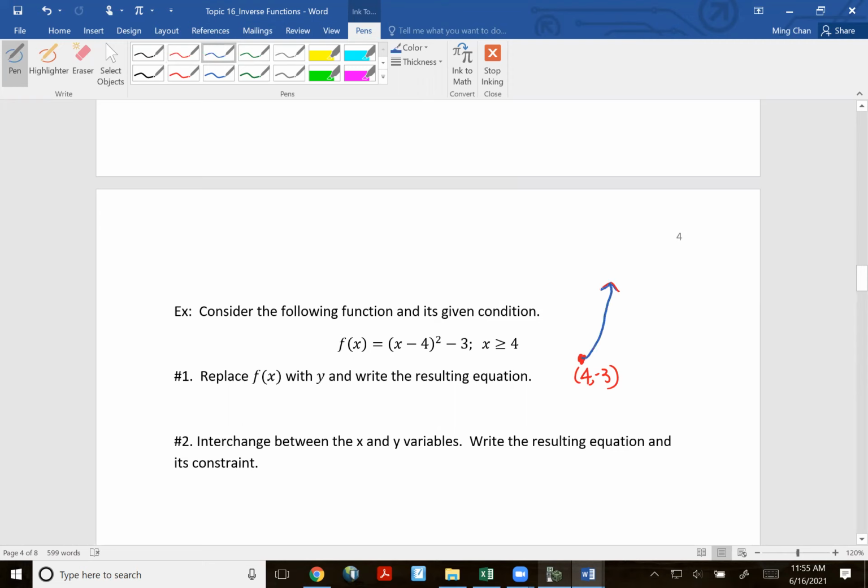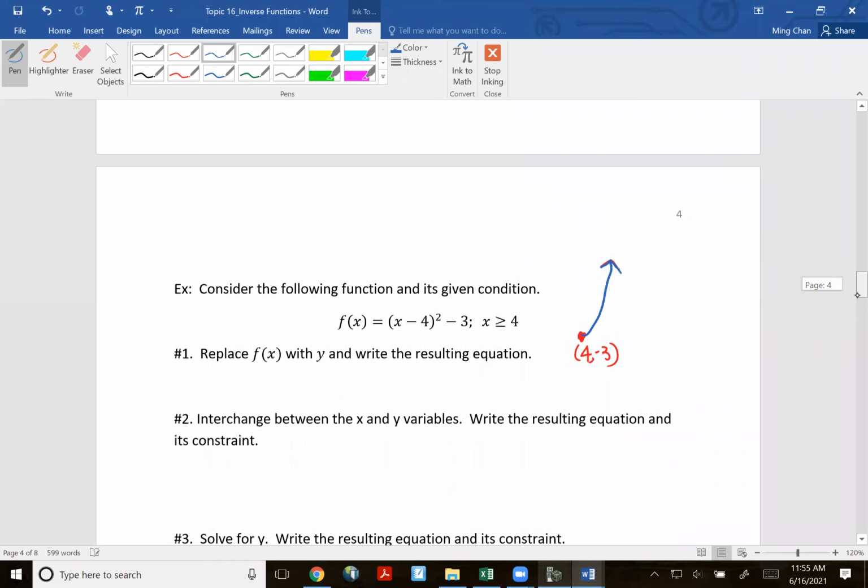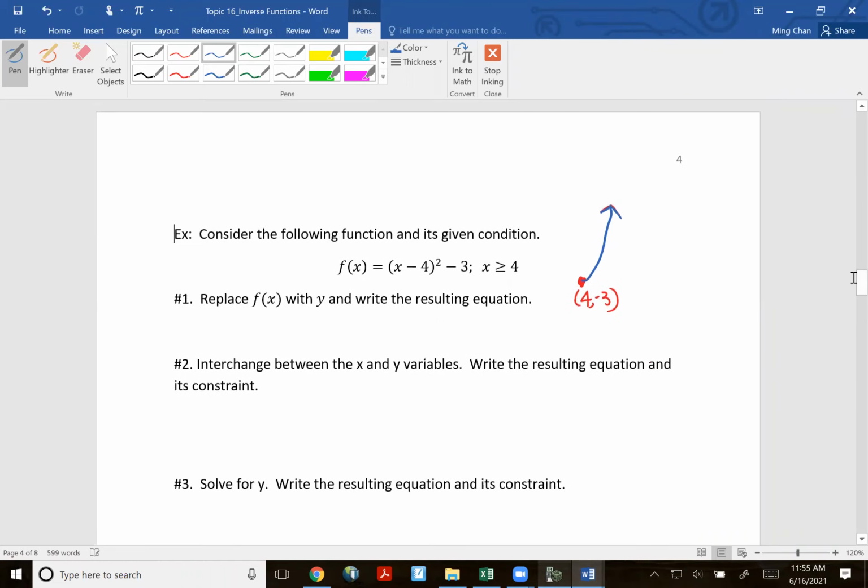So this is only half of a parabola. Half a parabola is a one-to-one function, so I actually have its inverse. I'm actually gonna find its inverse function using half a parabola. And of course, you kind of already knew this half a parabola is probably gonna end up with some sort of square root function, which is true.